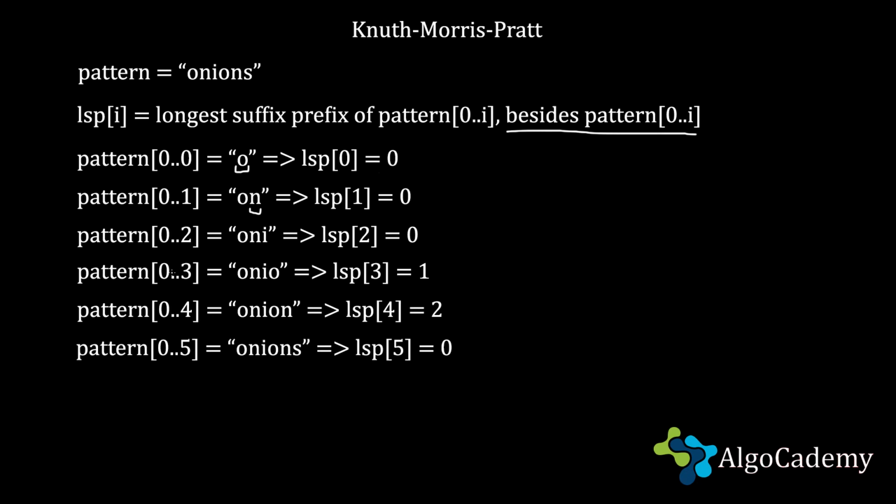Now for pattern[0..3], we have onio. So we have this suffix, which as you can see is also a prefix.